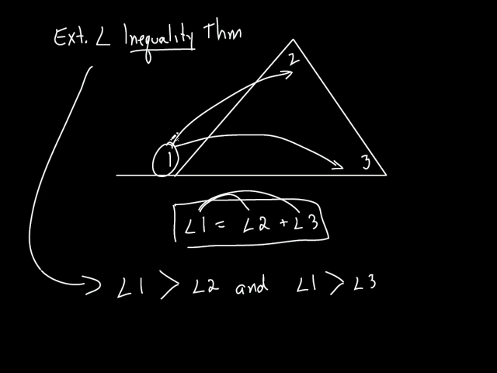So angle 1 has to be greater than angle 2, and angle 1 has to be greater than angle 3. Or you could go the other way. You could say angle 2 has to be less than angle 1, and angle 3 has to be less than angle 1. You got it?